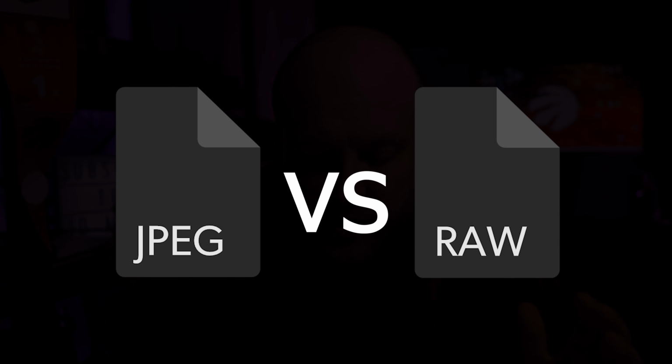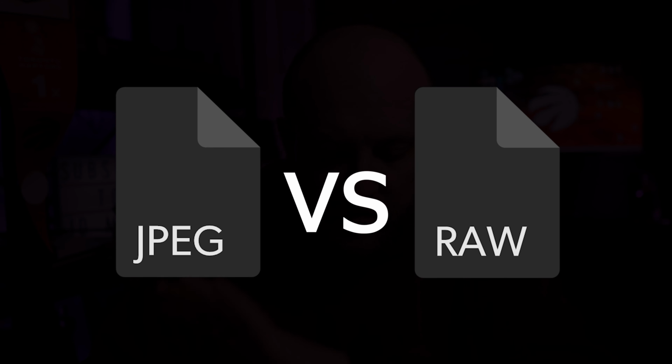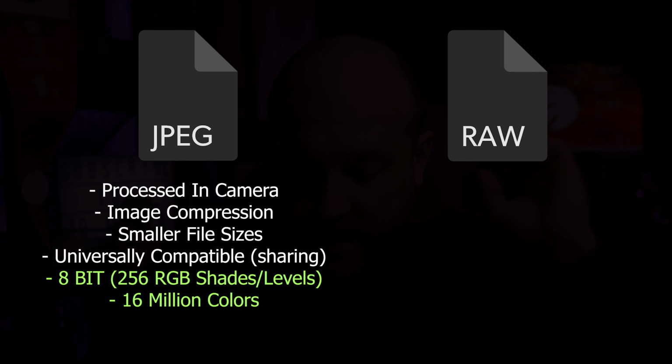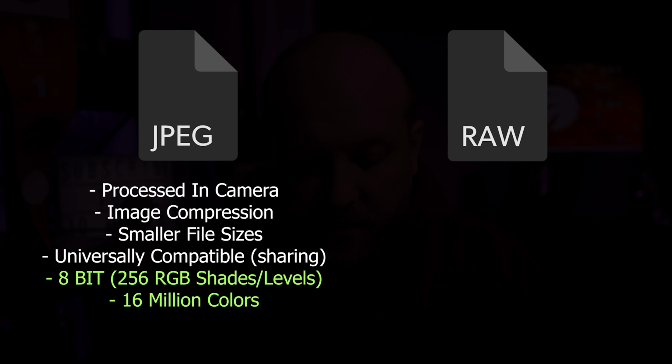First, we have to go through the editing process so I can show you the power and control we have over a RAW file compared to the lack of control we have over a JPEG image. But first, let's just do a quick rundown of what makes JPEG different from RAW in terms of the technical specs of the file. So a JPEG is captured at 8-bit or 256 RGB shades or levels, which equates to 16 million colors, which is pretty good.